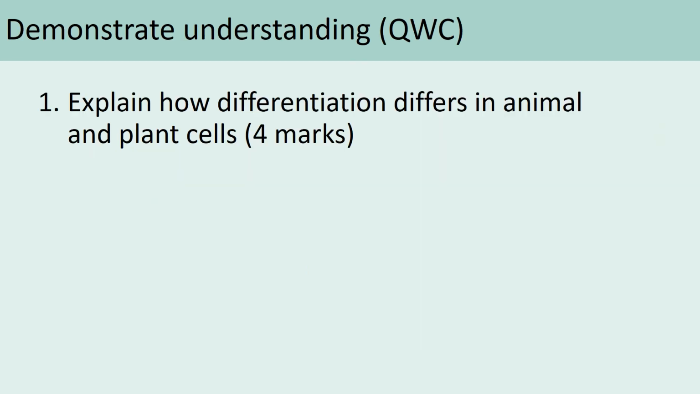What I'd like you to do now is have a go at this question. Explain how differentiation differs in animal and plant cells. It's going to be worth 4 marks. Because the command word is explain, we need to say how that is happening, why that is happening, why that's important. So can you pause the video, please, and have a go at answering that question.